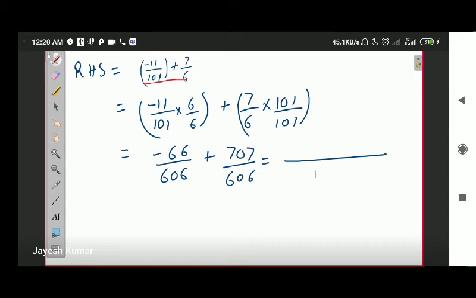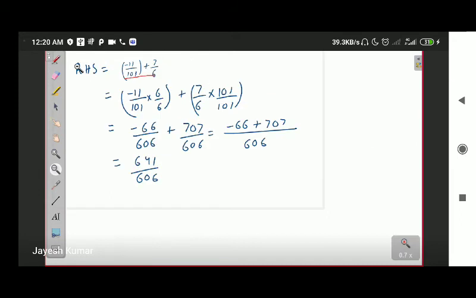Once again, since the denominators are same, we take the denominator as they were, and the numerators along with their sign. On simplifying it, you will get 641 upon 606. As you can easily see, your LHS was 641 upon 606, and again you get your RHS as 641 upon 606. So you can say, since LHS is equals to RHS, the left hand side and the right hand side are equal, hence verified.